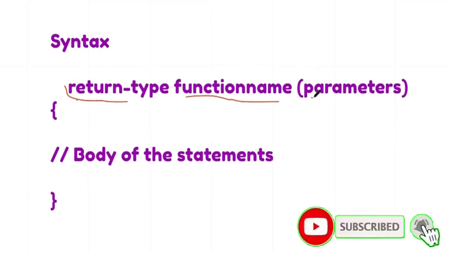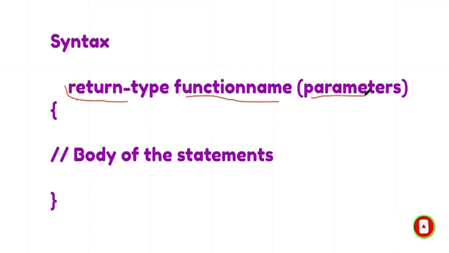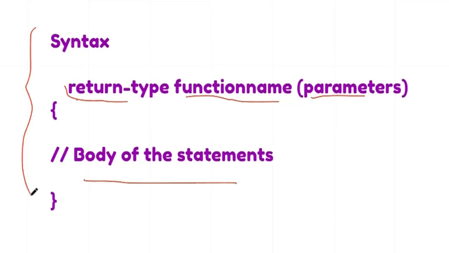Inside it is going to have optional parameters. So what are these parameters? It's like a placeholder. When a function is invoked, you pass a value to the parameter. The value that you pass is referred to as an argument. Here we are going to have the body of the statement. Body of the statement is also called the function body. Here is the place where we are going to write the actual logic for the function. So this is how the syntax of the function would look like.